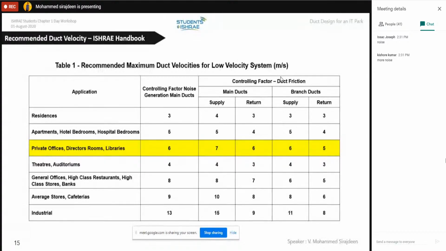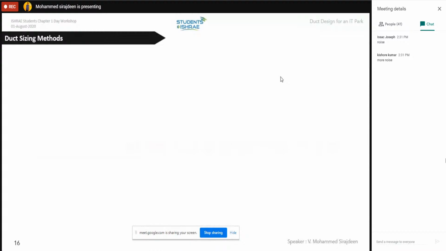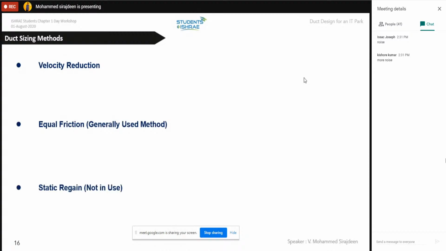So I'm moving on to the next slide, that is the duct sizing method. Till now we have seen the types of ducts and what things are available. Now we are going to see how we are going to size the ducts. There are three methods: one is called velocity reduction, another is equal friction, and another is static regain. In the market, generally velocity reduction and static regain are not used in our day-to-day practice, as they are very complicated even for us.